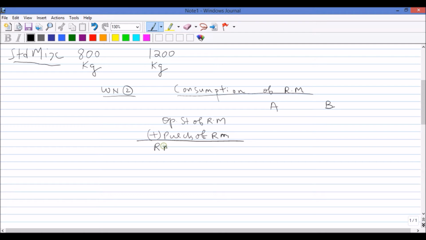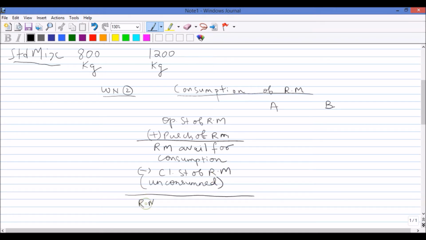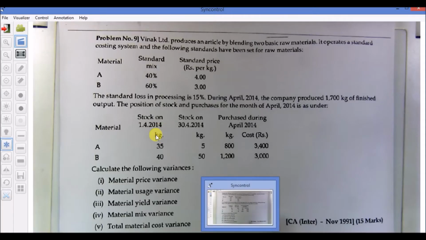This is the raw material available for consumption. Then we have to subtract the closing stock of raw material. This is the raw material which is unconsumed, that is lying in the stock. And finally we have the raw material consumed. So yes, we need to find this, the raw material actually consumed.